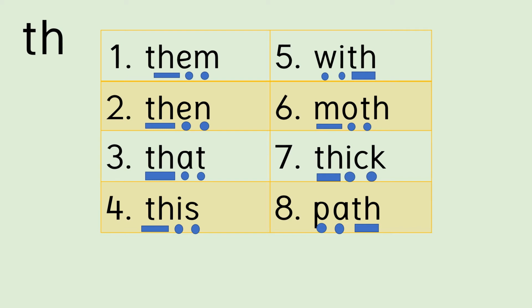The first 4 are all that th sound, and number 5, all I've done there is put it at the end of a word. So we've got them, then, that, this, with. All of them are making that sort of different sound, and then we've got moth, thick, and path, where the th is making the same sort of sound. I haven't included a tricky word because you'll be practicing those on that previous slide.